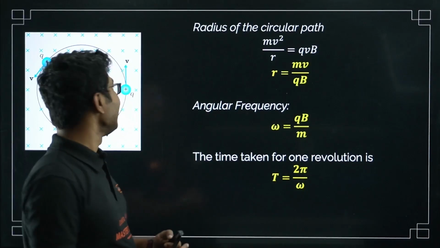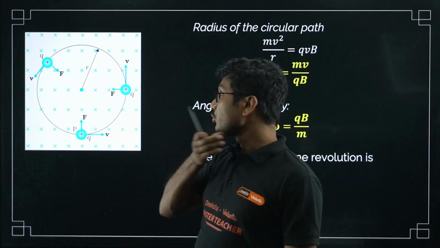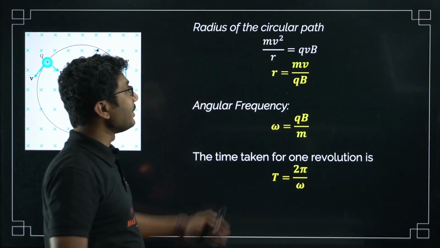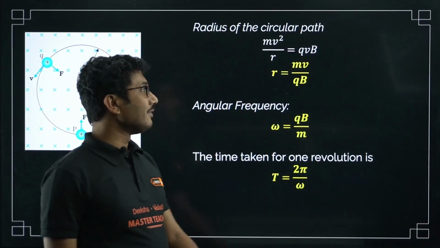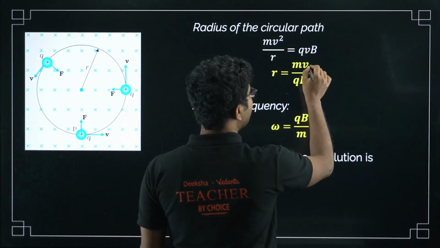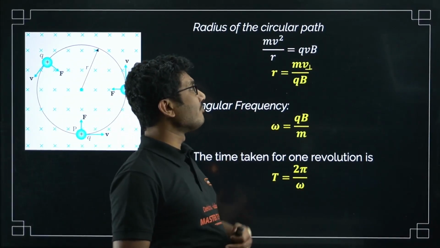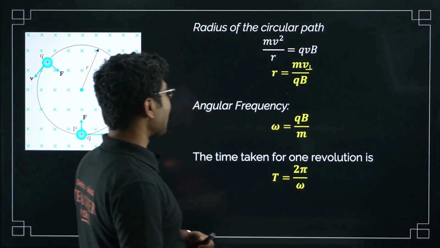Now let us find the radius of the circular path. When it is rotating in a helical circular motion, what is the radius? So the radius will be r equals mv divided by qB. Or, more particularly, you can say mv perpendicular. If there is a perpendicular component, this will be mv by qB, that is the radius.